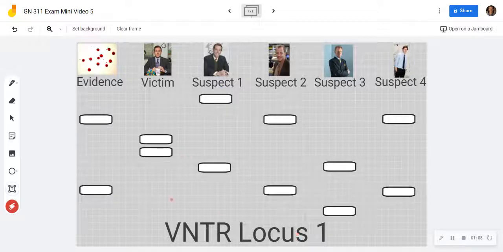So here we'll look at our first locus. Here's our evidence from the blood droplets. Here are the two alleles for it. So we'll look across the board to see who matches. So here, victim does not match, so we can be sure that the evidence is a suspect and not the victim's.